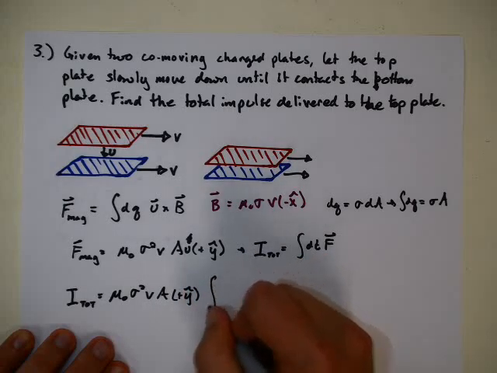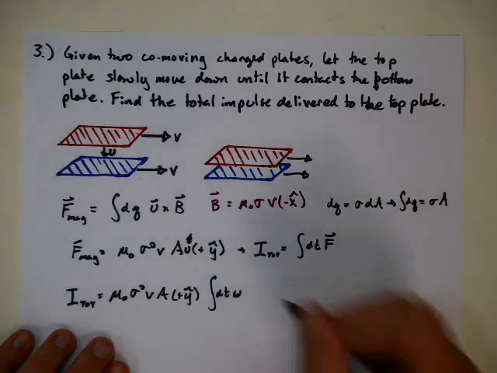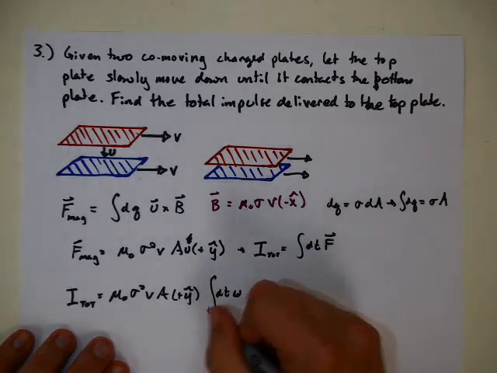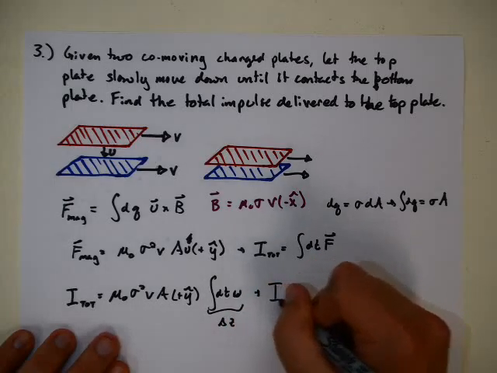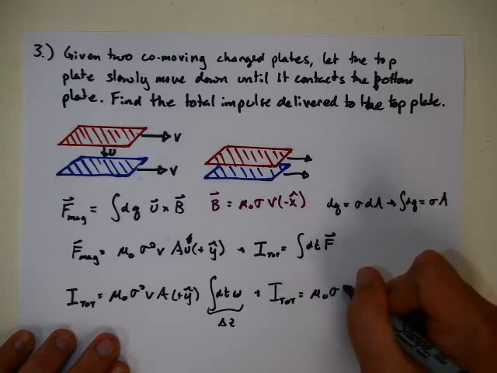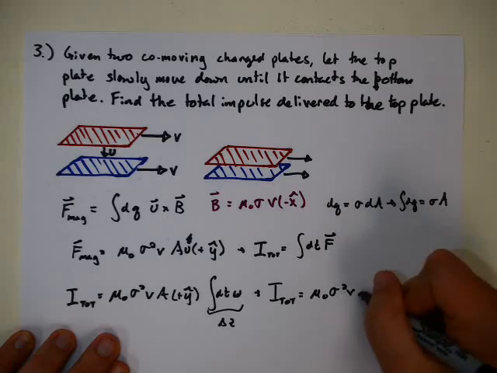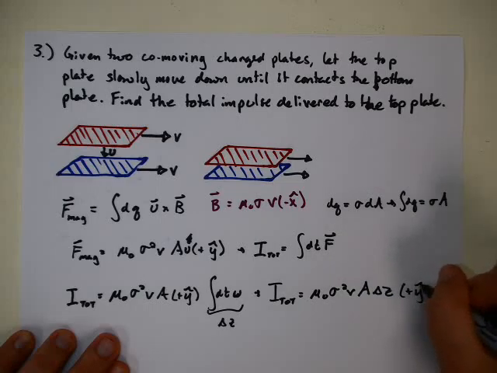And then we have this integral dt of u. But the integral of velocity is just the distance traveled, so this is just delta z. So I total is mu naught sigma squared v A times delta z in the plus y hat direction.